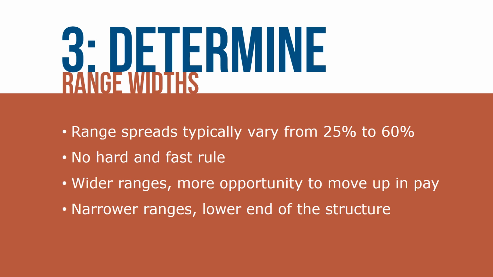Step 3. Determine salary range widths by position. Like most things in compensation, there's no hard and fast rule here. You'll want to do what is best based on the goals of your compensation plan and philosophy and organizational mission, vision, values, and culture. Salary range spreads typically vary from 25 to 60%. Generally, the wider the salary ranges, the more opportunity there is for employees to move up in salary. You may want a broader salary range width if your organization has employees with a lot of longevity, or you want to encourage people to stay in their positions longer.